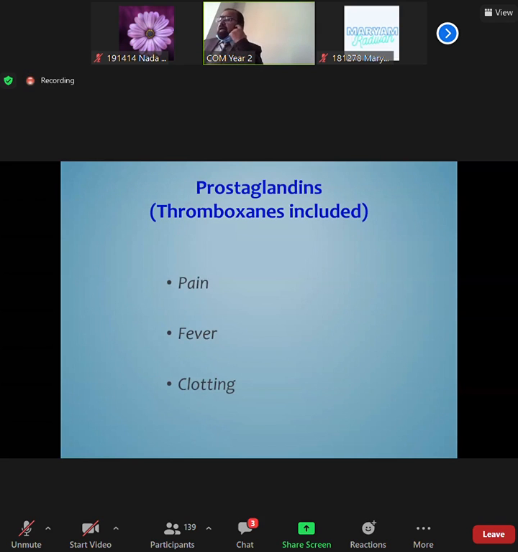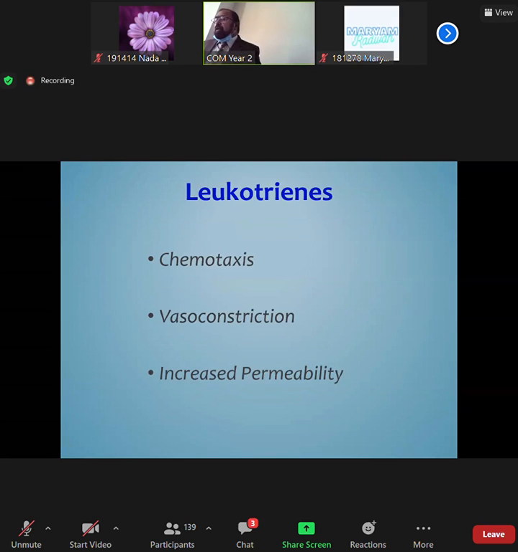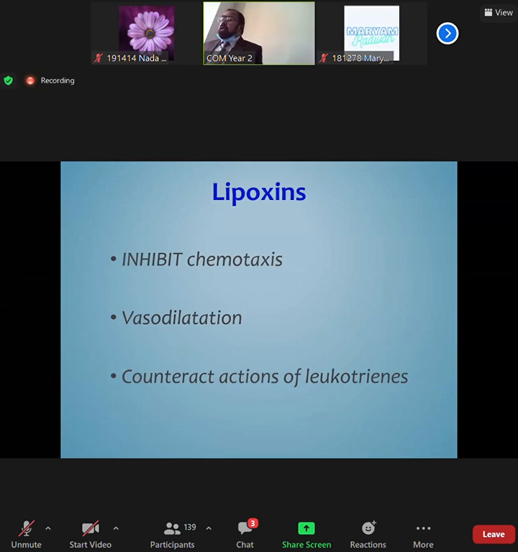Now, prostaglandins and thromboxane cause pain, fever, and clotting. Leukotrienes cause chemotaxis, vasoconstriction, and increased vascular permeability. Lipoxins inhibit chemotaxis, so they are actually anti-inflammatory, cause vasodilation, and counteract the action of leukotrienes.